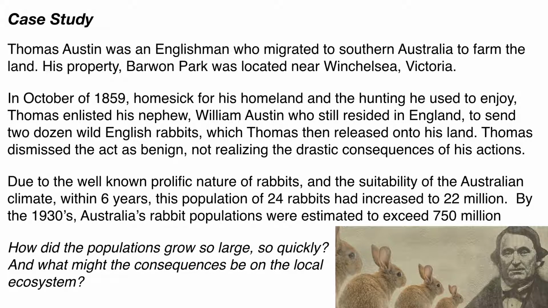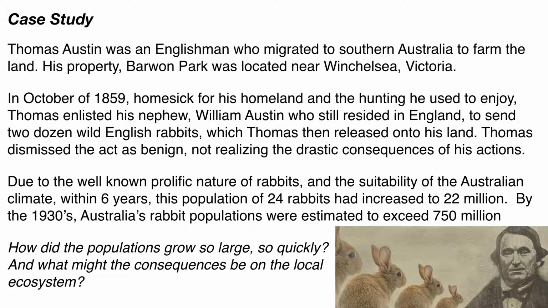So first, we're going to talk a bit about a case study. So let's go ahead and read this. Thomas Austin was an Englishman who migrated to southern Australia to farm the land. Sounds like a great idea. His property, which is called Barwon Park, was located near Winchelsea, Victoria, Australia. In October of 1859, that was an important year, that's when Darwin published On the Origin of Species, homesick for his homeland and the hunting he used to enjoy way back in England, Thomas enlisted his nephew William Austin, who still resided in England, to send 24 wild English rabbits, which Thomas then released onto his land.